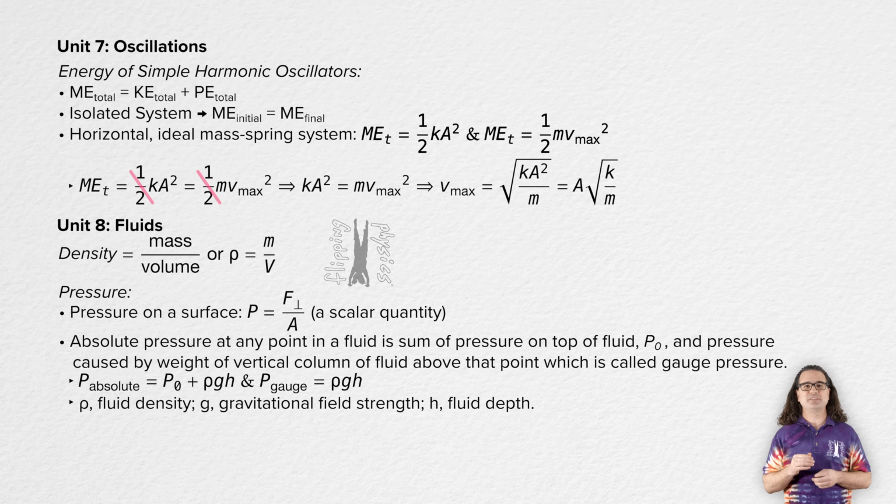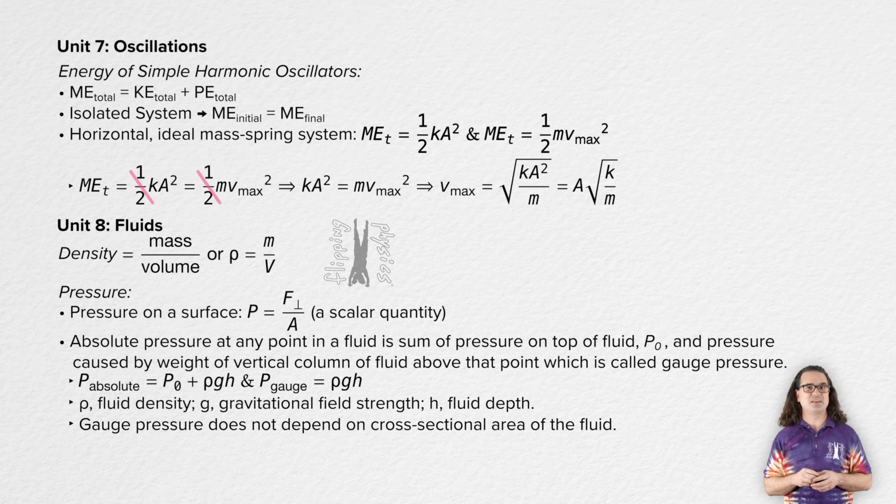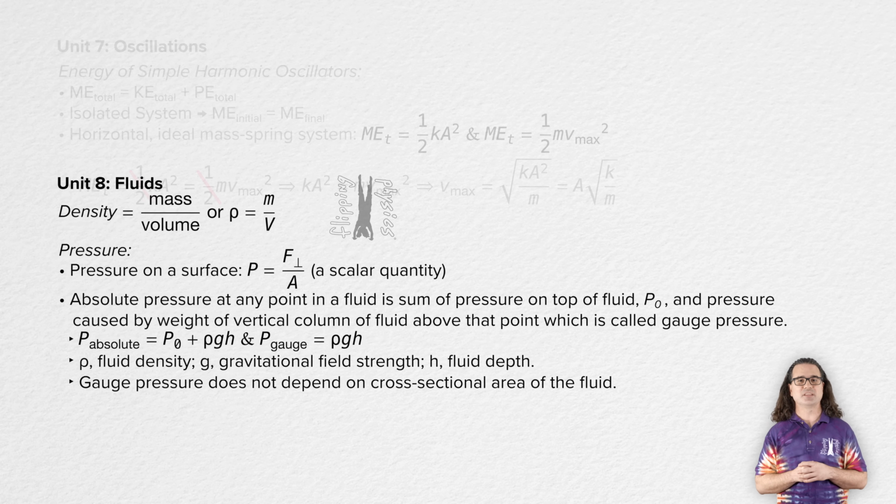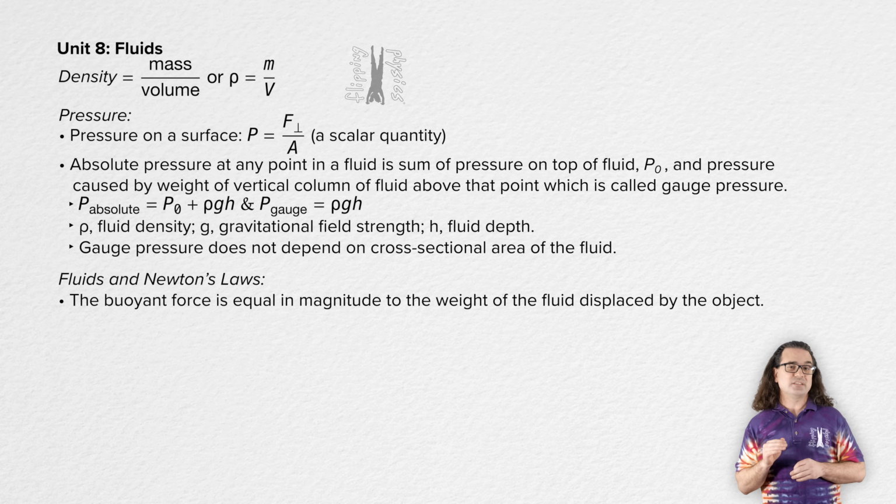Gauge pressure equals fluid density times gravitational field strength times fluid depth, and gauge pressure does not depend on the cross-sectional area of the container holding the fluid. The buoyant force is equal in magnitude to the weight of the fluid displaced by the object.